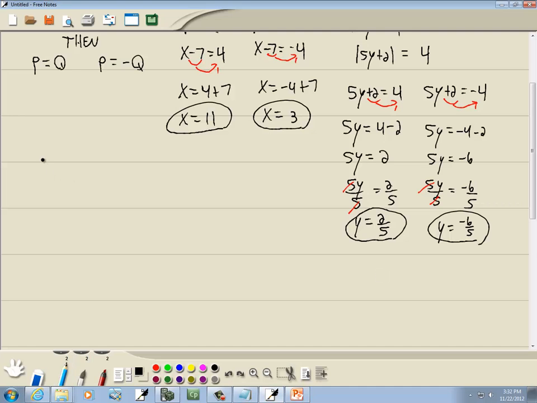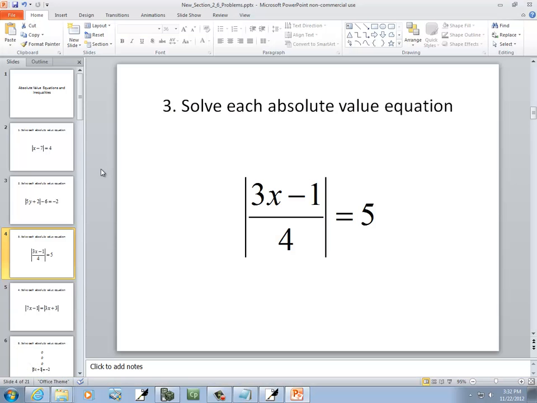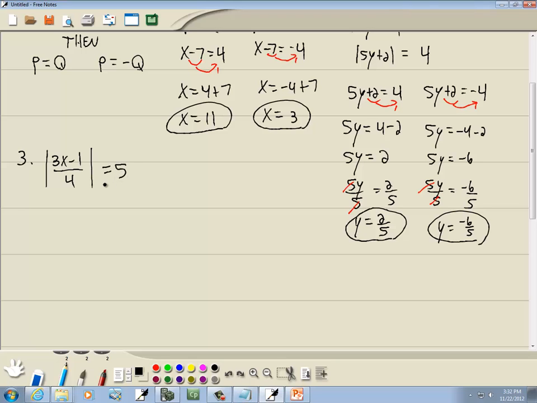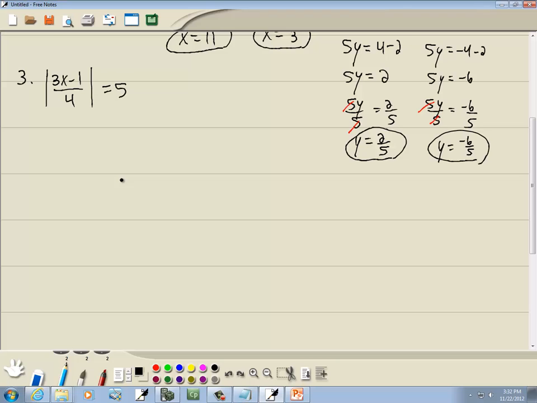Let's look at another one. Got the absolute value of 3x minus 1 over 4 is equal to 5. Okay, well, the absolute value is by itself, so we can go ahead and apply our formula. Formula says you drop the absolute value, set it equal to positive the other side, and you drop your absolute value, and you set it equal to negative the other side. So we set it equal to positive 5, we set it equal to negative 5. Now I'm going to solve each one of these separately.